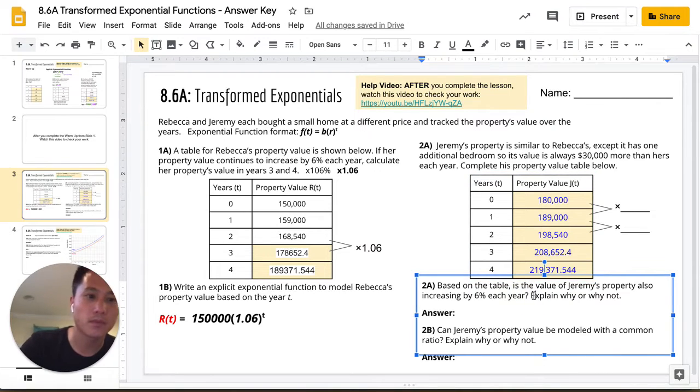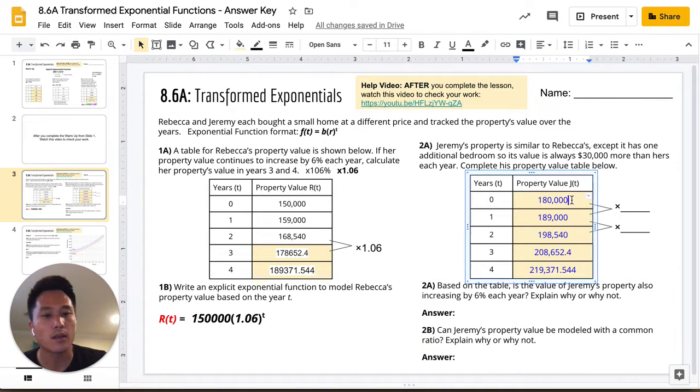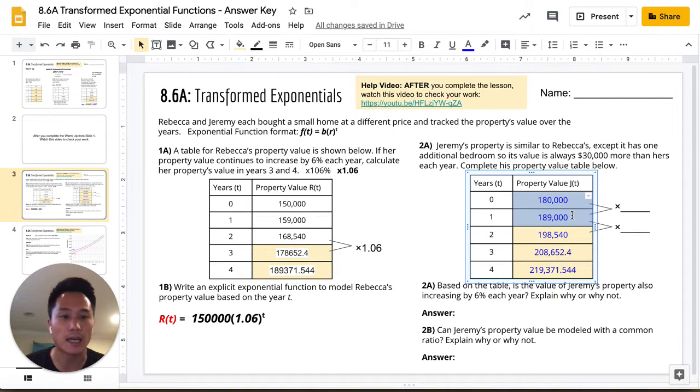All right. So 2a is asking, based on the table, is the value of Jeremy's property also increasing by 6% each year? Now, it's very tempting to say, yes, it is increasing by 6% because Rebecca's was increasing by 6%. But we actually have to check what the ratio is between each year. So between year 0 and year 1, it's going from 180,000 to 189,000. Let's figure out what the ratio is between those 2 years.